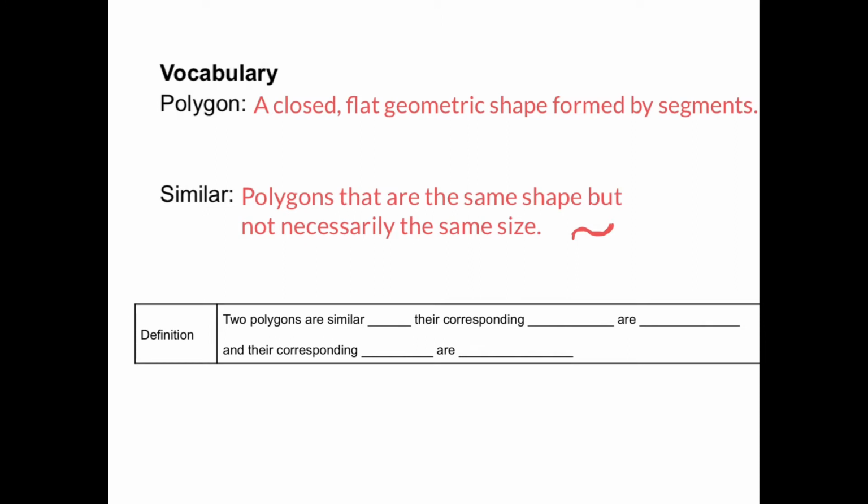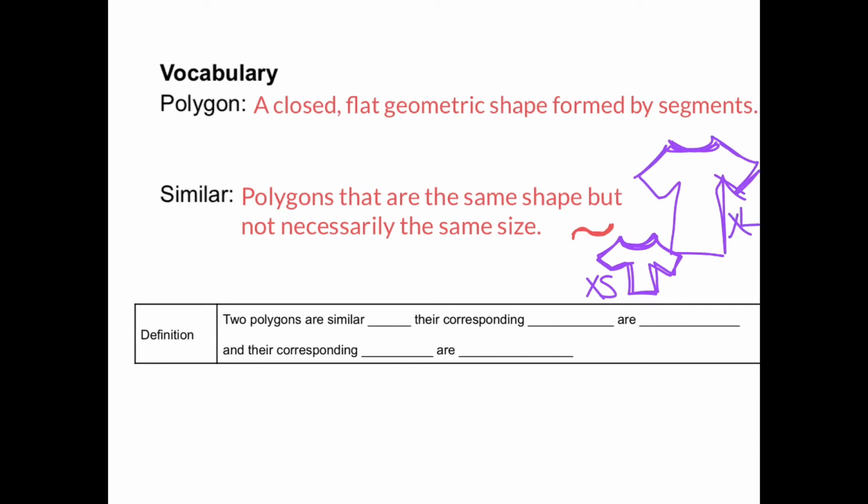Think about t-shirts. T-shirts are a good example. Now they're not a good example of a polygon because of the curved pieces at the neck, but when we have a shirt that's a size extra small, that's going to be similar, the same shape but a different size, to the exact same style t-shirt in an extra large. So that's what we're talking about here. They're going to be the same shape but not necessarily the same size.